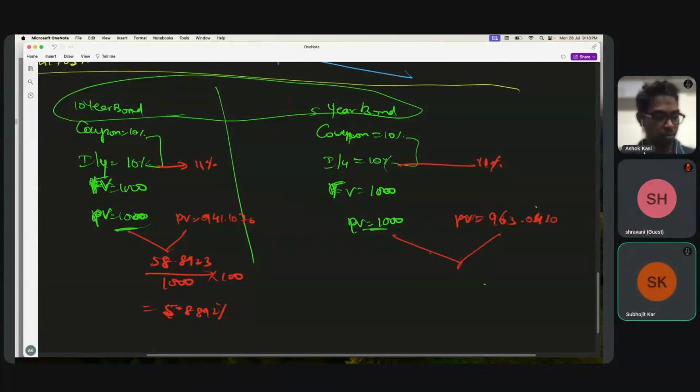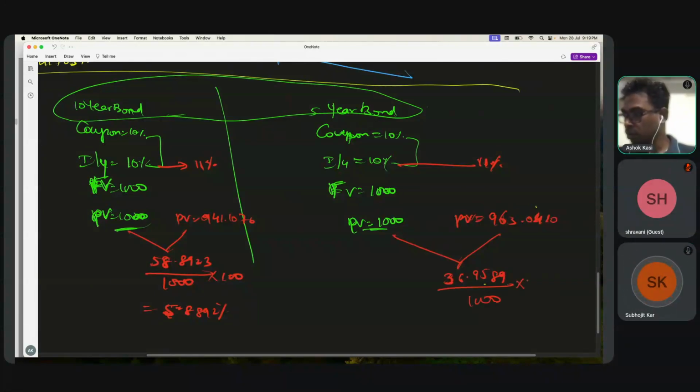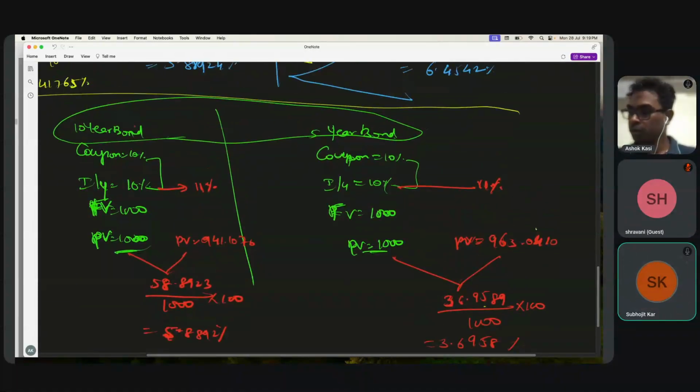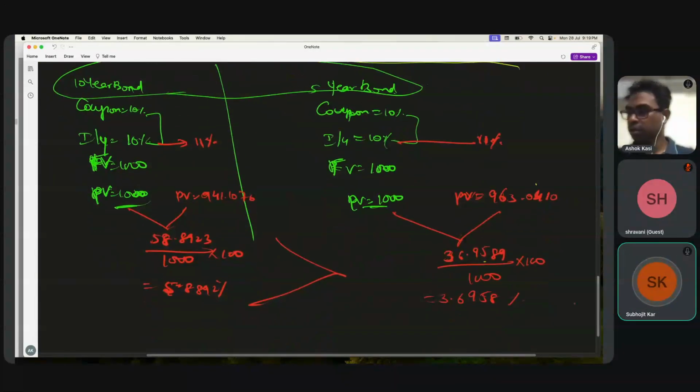36.9589. So 3.6958%. So over there it's more. So longer maturity is more sensitive. Correct, longer maturity, more sensitive.